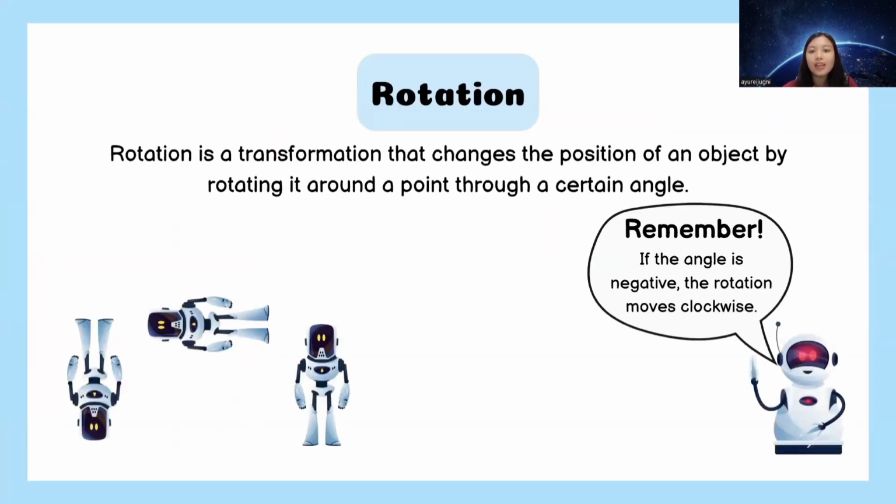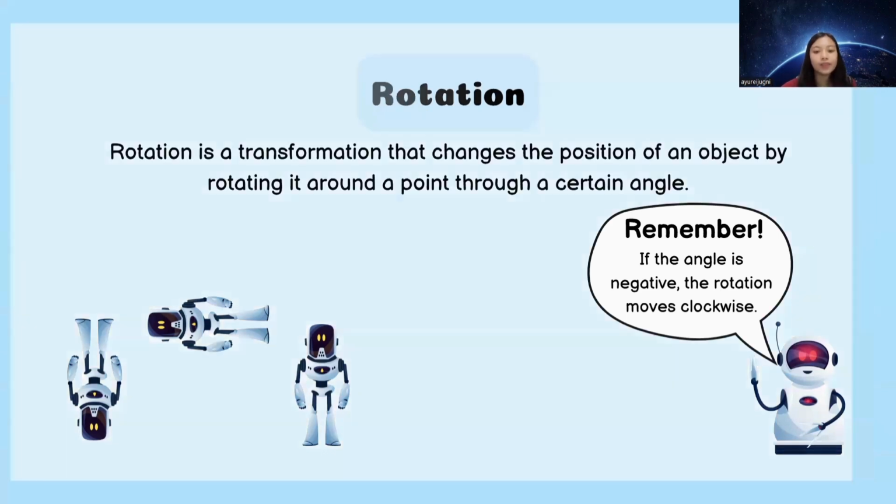Next, we will study rotation. Rotation means turning an object around a fixed point by a certain angle. The object can rotate clockwise or counterclockwise. Please remember, positive angles usually rotate counterclockwise. Negative angles rotate clockwise. You can imagine the movement of a clock or a spinning plate.